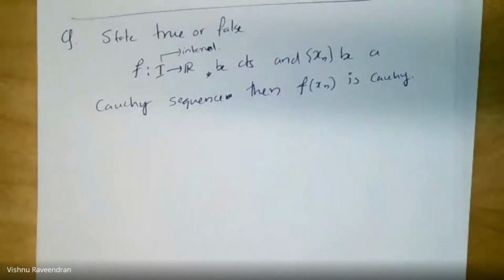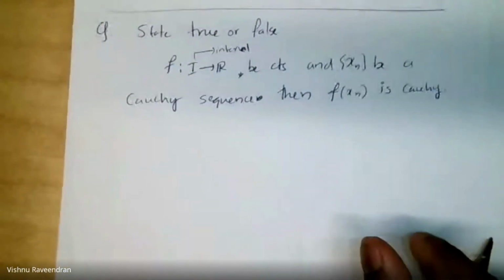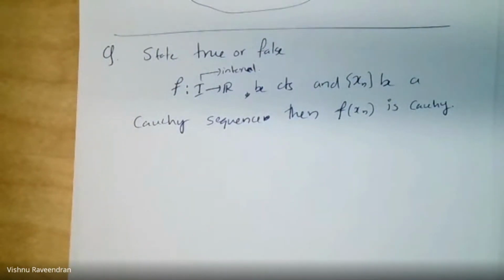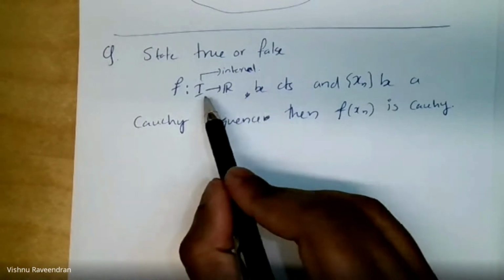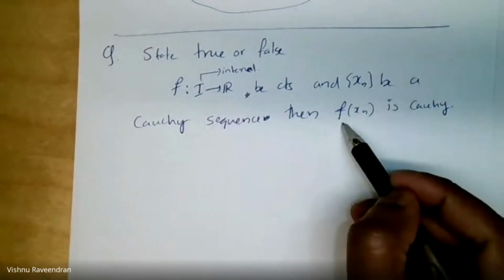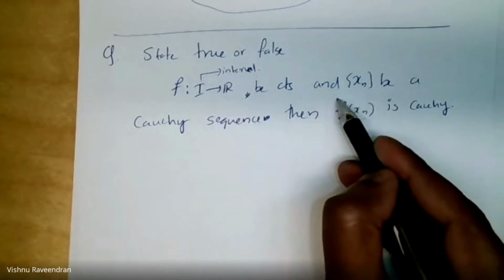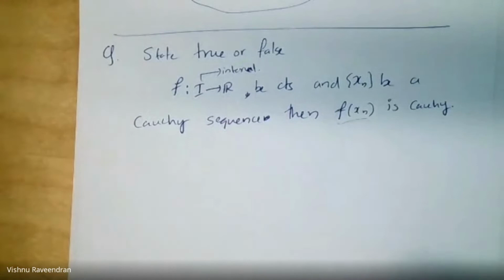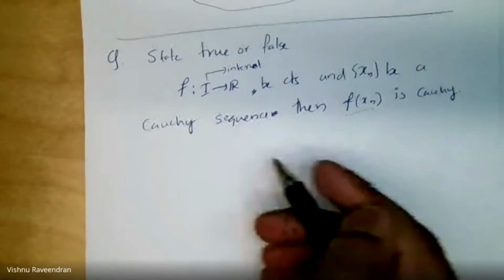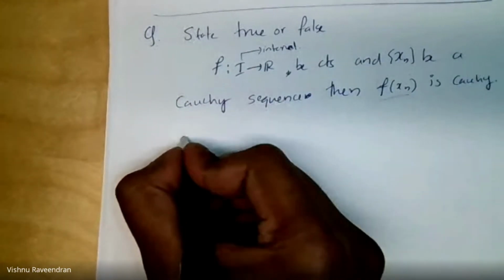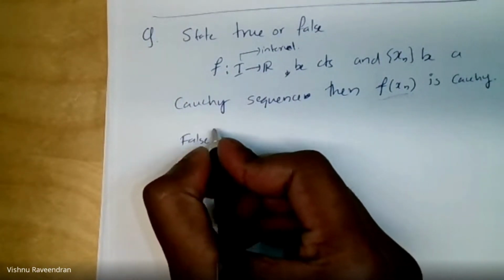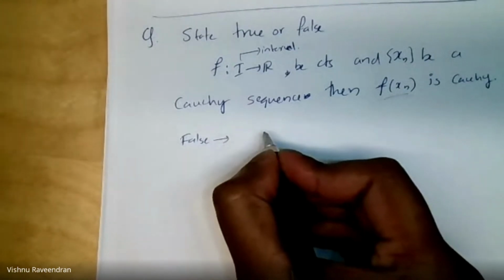So what will be the answer to this question? Is it true or false? The statement is that f is a continuous function and xn is a Cauchy sequence. Then f of xn is another sequence, and is it Cauchy or not? If it is false, then you must provide a counterexample.